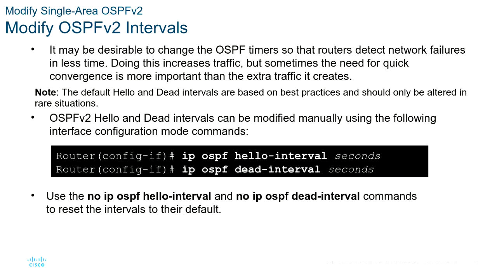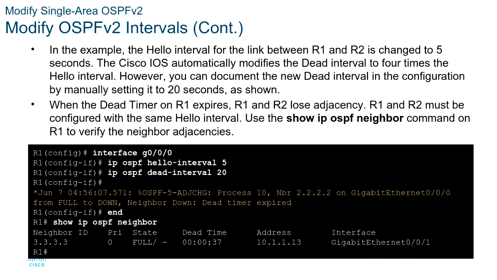We can change these intervals if we want to. Don't do it unless you're prepared to do it on all the routers. You can change them from the defaults of 10 to 40 by using these commands on the particular interfaces they're using. Not recommended right now. So here's an example of what I recommend you don't mess with.